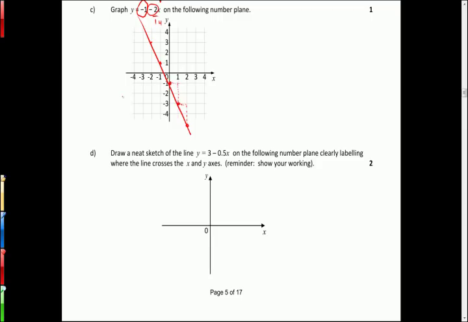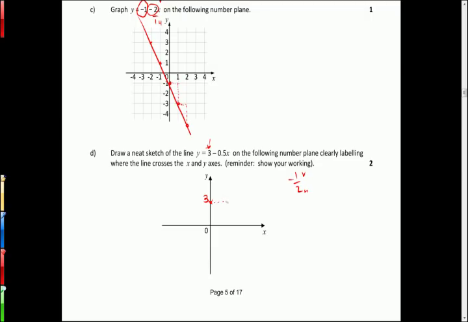Draw a neat sketch of the line y equals 3 minus a half x on the following number plane, clearly labeling where the line crosses the x-axis and y-axis. I'm going to show you working. Well, the first bit's obvious. There's the y-intercept. The y-intercept sits by itself, and the gradient is with the x. So I can instantly say the y-intercept is 3. Now, to find the x-intercept, I could use the gradient, which is minus a half. That means for every 2 I go horizontally, I go down 1.